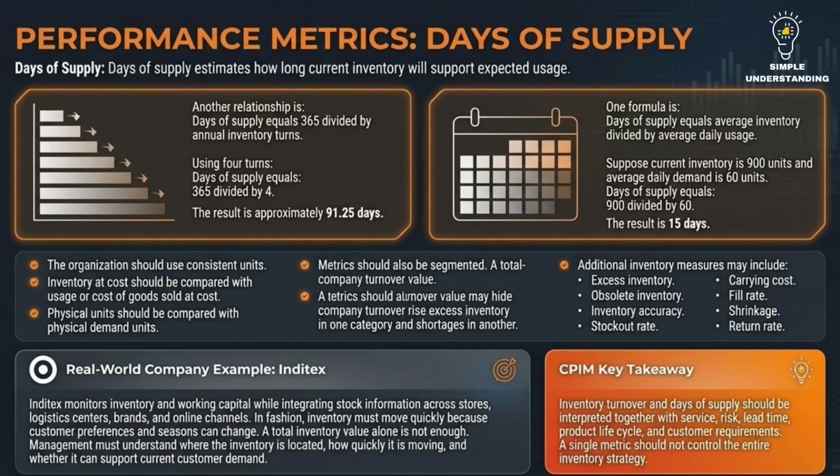CPIM key takeaway. Inventory turnover and days of supply should be interpreted together with service, risk, lead time, product lifecycle, and customer requirements. A single metric should not control the entire inventory strategy.